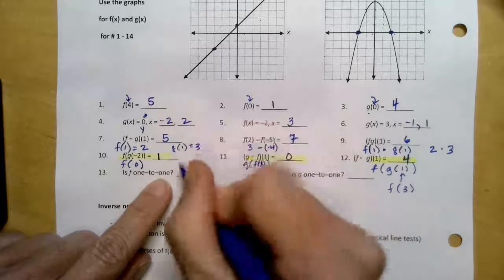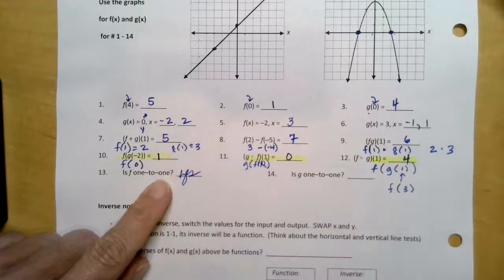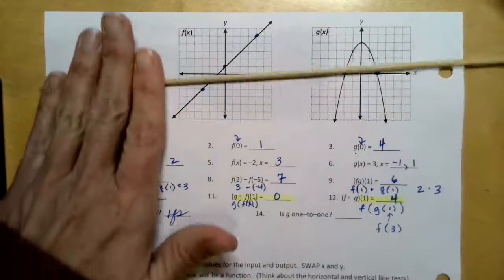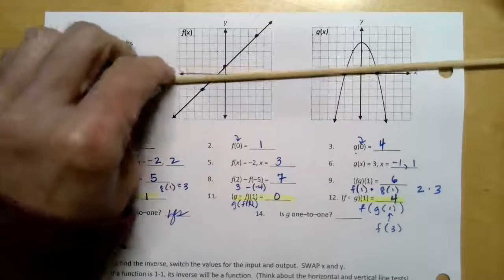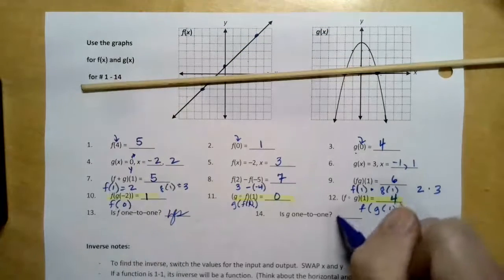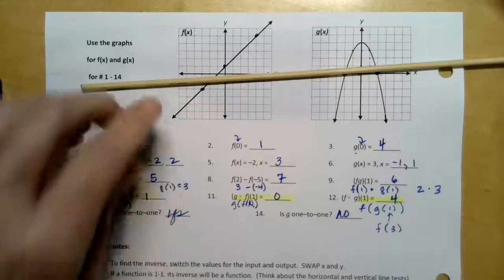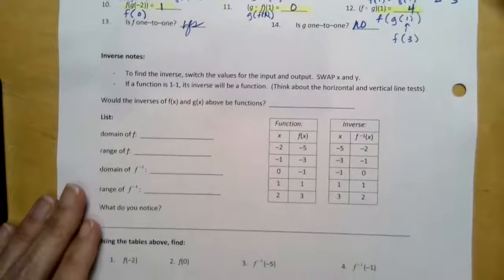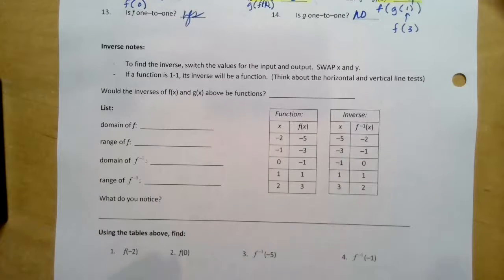Is f 1 to 1? Yes, because if you look at the graph, it definitely passes the horizontal line test. However, g does not. So no, g is not 1 to 1. All right. So in our next lesson, we're going to be talking about how to find the inverse.